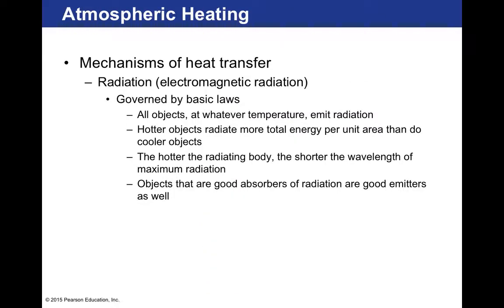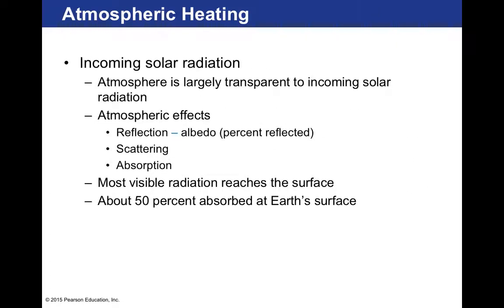Now, regarding radiation, there are some special laws dictating what type of radiation is emitted from what objects. All objects, regardless of temperature, as long as they're not at 0 degrees Kelvin, will emit some radiation. Hotter objects radiate more total energy per unit area than cooler objects. And the hotter the radiating body, the shorter the wavelength of maximum radiation. Objects that are good absorbers of radiation are also good emitters. Metals tend to be good absorbers of radiation, but when they're heated, they're also good emitters.